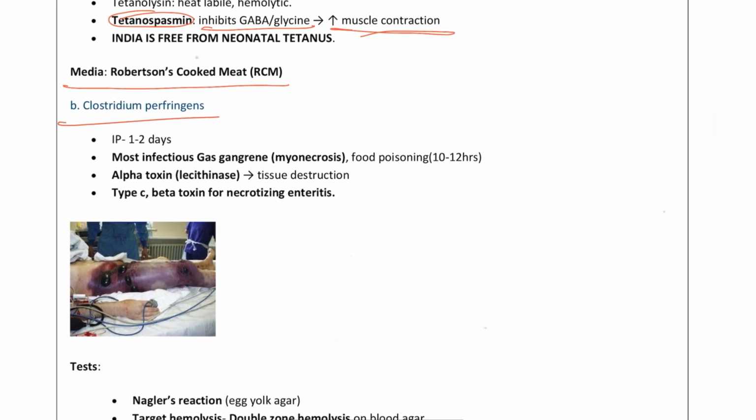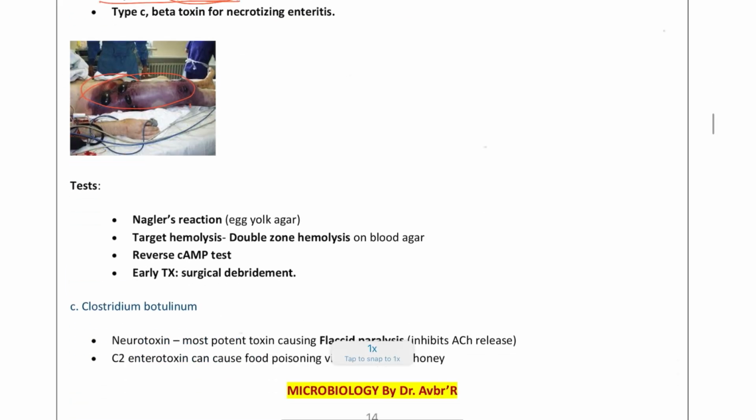Clostridium perfringens, we have the gas gangrene formation. Here you can see this is the gas gangrene, myonecrosis, and food poisoning will be seen in this patient. It has the alpha toxin, which is known as lecithinase. Tests that we are going to do, remember NTR: Nagler's reaction, target hemolysis, and the reverse CAMP test. The three are going to be seen in this patient.